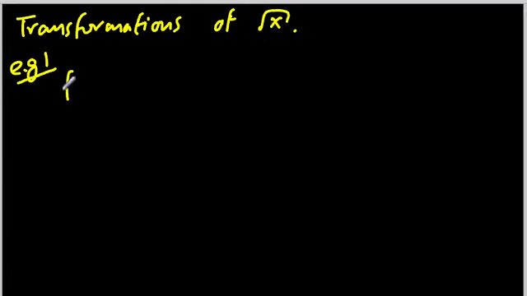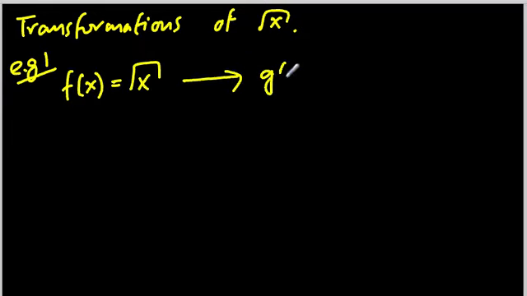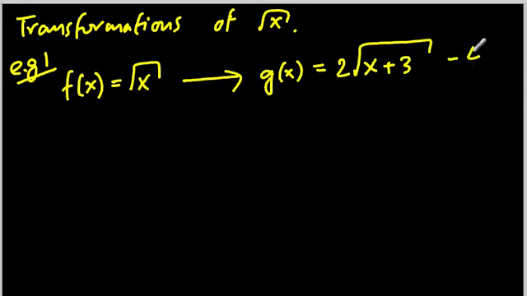So say, for example, I start with my parent function, which is f of x is equal to the square root of x, and then I transform it to g of x, and this is going to equal 2 times the square root of x plus 3, minus 4. So the first question you should probably be asking is, what transformations have I done to the original function f of x in order to get g?